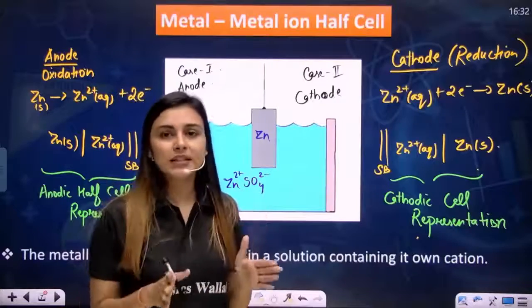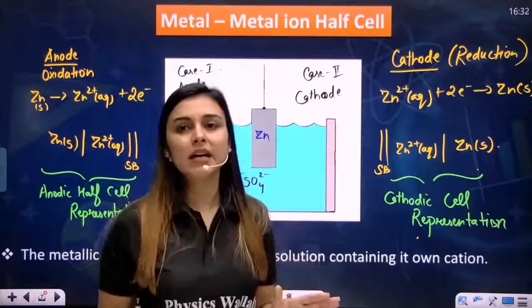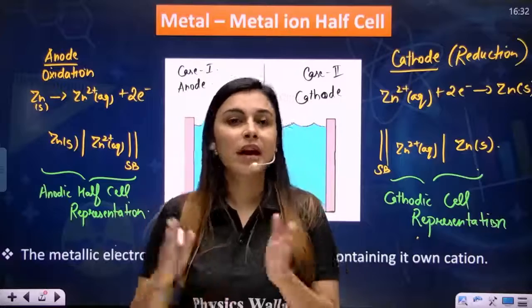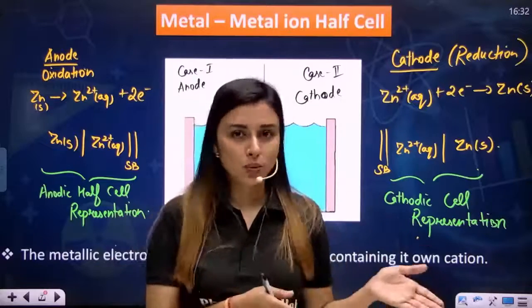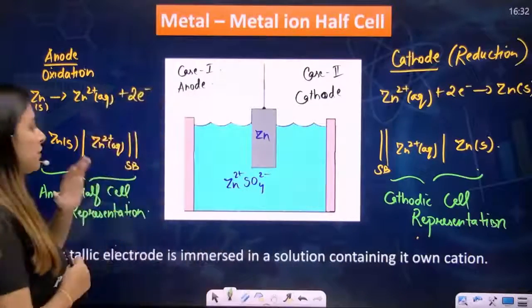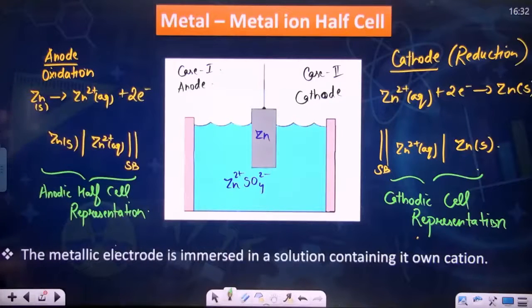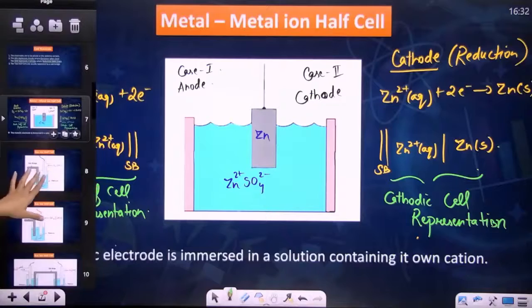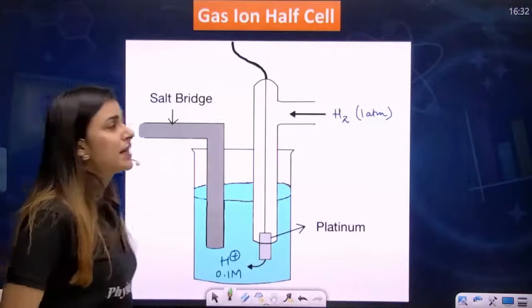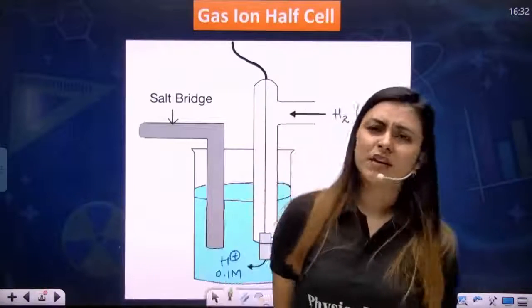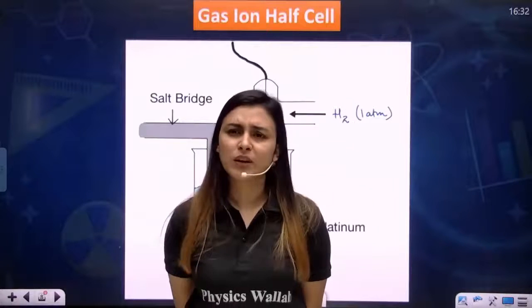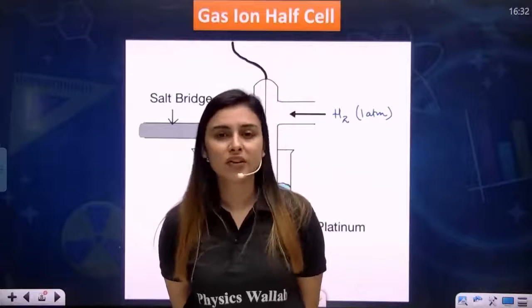But till now you can say that any half cell, any electrode, can behave as a cathode as well as an anode. Okay, I hope you're clear with this. If you want to write it, just pause the video, write it, and then we'll move forward. The other type of half cell is the gas ion half cell. The same cases apply, it can also act as a cathode as well as an anode. I'll just discuss one and you can write the other as well.